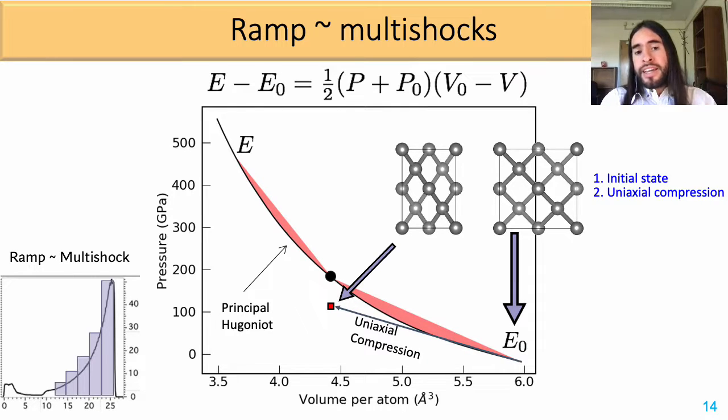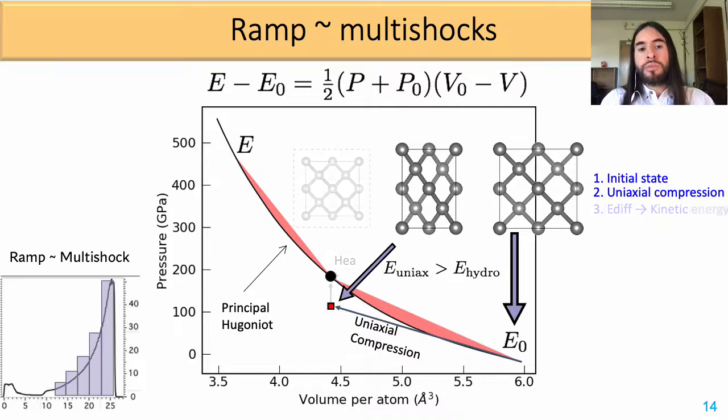And this new uniaxially compressed state will always have higher energy than a state that has the same density and temperature but is isotropically compressed. So there's an energy difference between the uniaxial and hydrostatically compressed state. And what we claim is that this stored energy is what is used by the material to reach its new temperature.